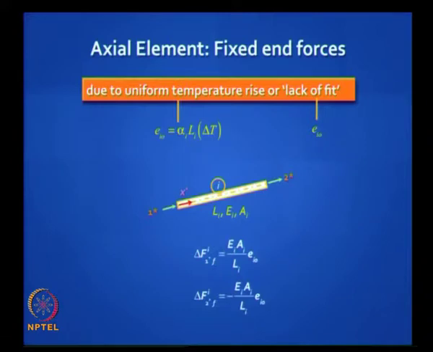Or you could get EI naught directly in a lack of fit problem. Let us say a bar is given to be too long by 5 mm, then EI naught will be plus 5 mm, is it clear?